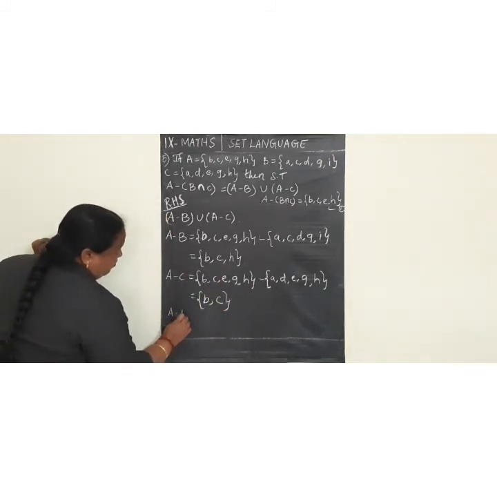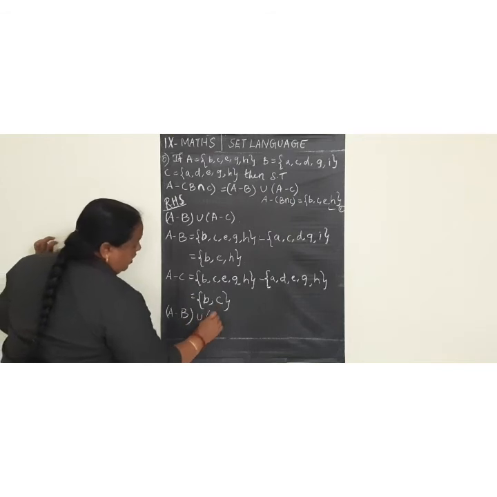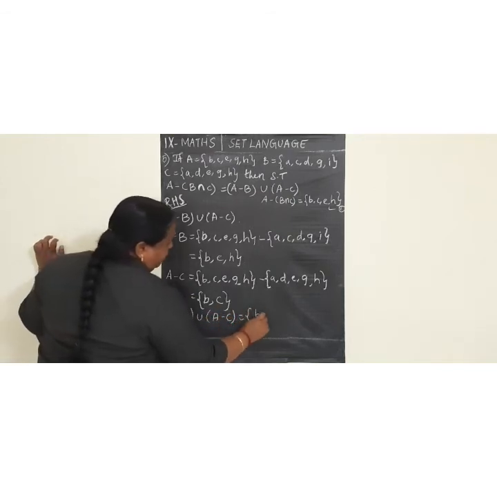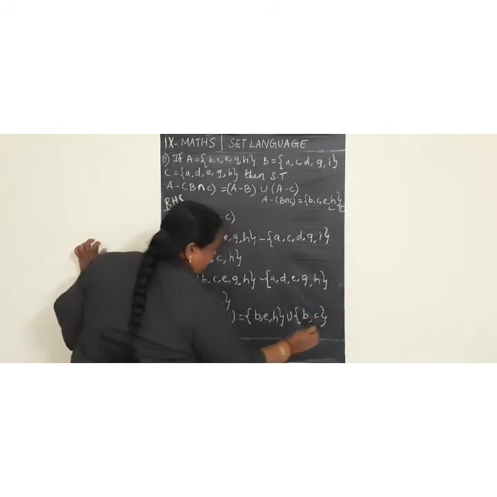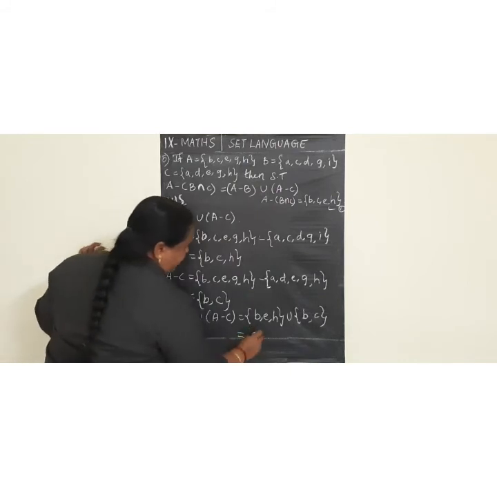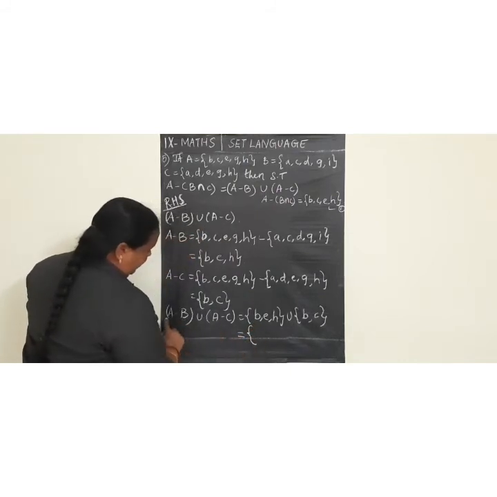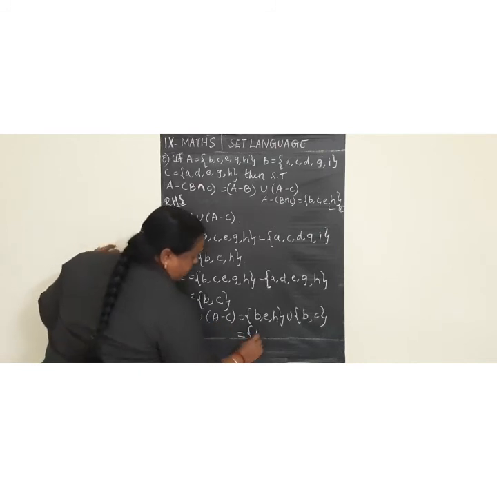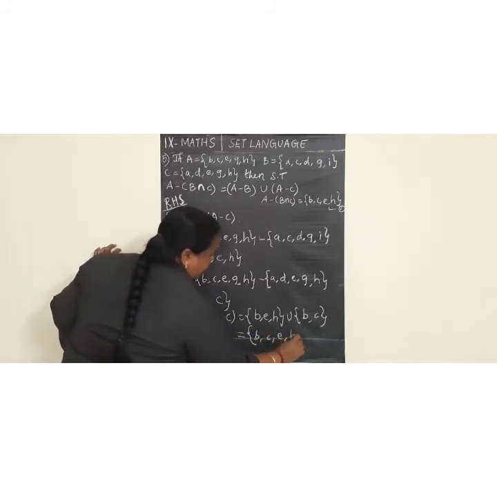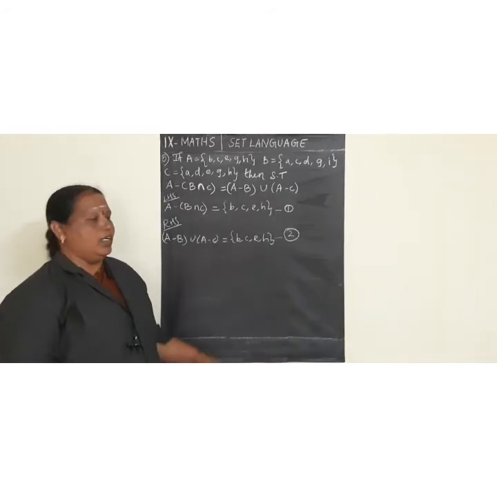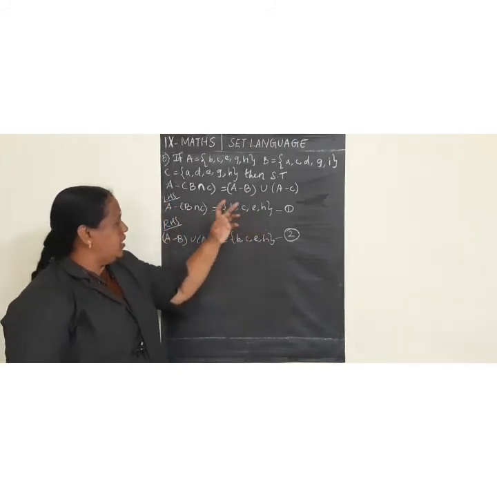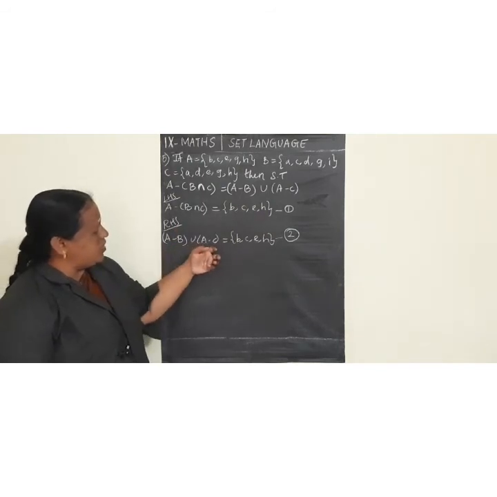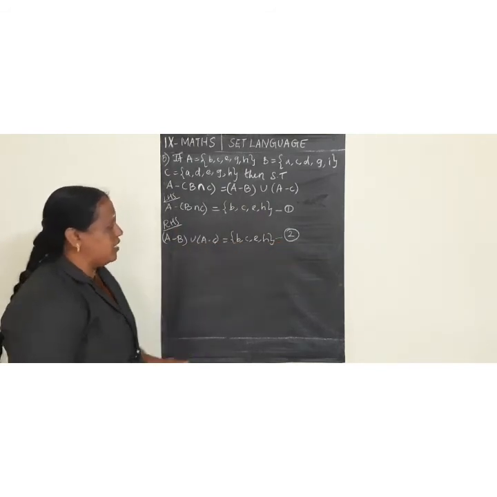Now we have to find A minus B union A minus C is equal to B, E, H union B, comma C. So union means both we have to combine and write it. So A minus B union A minus C is equal to B, C, E, H. This one I will mark as equation 2. So from now we found that LHS A minus B intersection C is equal to B, C, E, H. Then RHS A minus B union A minus C is equal to B, C, E, H. That one we mark as equation 2.